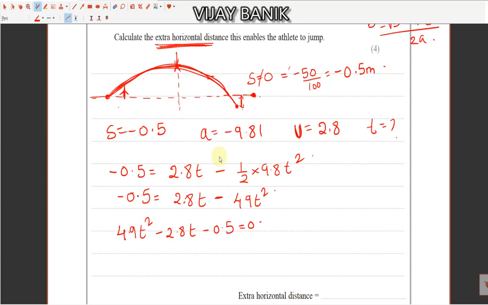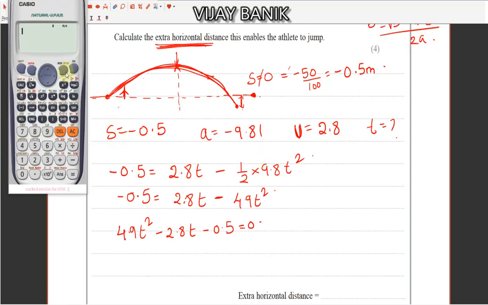Let's do this in the calculator. I'm pretty sure most of you know how to do a quadratic equation in your calculators. Let me just project the calculator, that would be better for me. Okay, so I got the calculator here. Let's choose equation 5, the third one. A is 4.9, B is minus 2.8, C is minus 0.5.